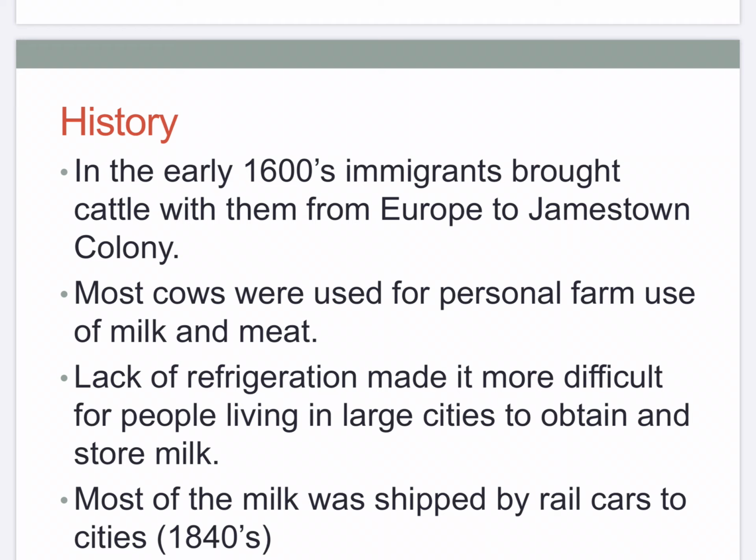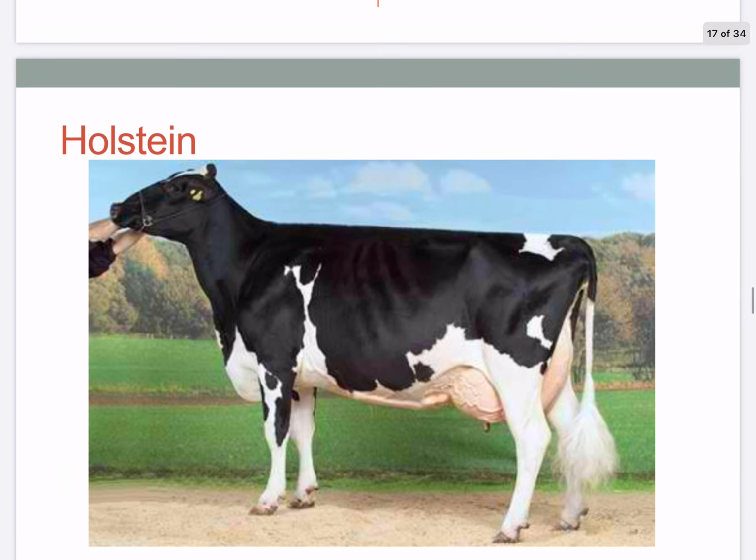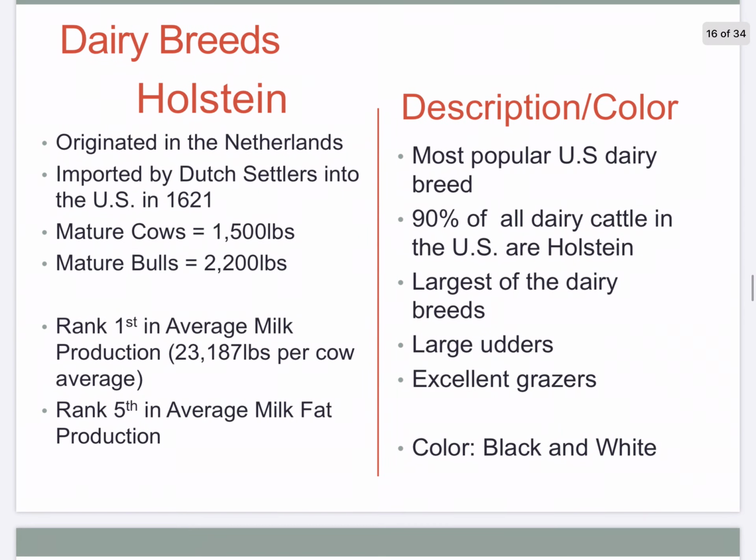Underneath that is dairy cattle breeds. They have the Ayrshire, Holstein, Jersey, Guernsey, Brown Swiss. It says put the following dairy breeds in ranking order based on total milk production. So you'll go back, look at your cows, look at ranking based on production. For instance, the Holstein is ranked first in average milk, so you would put Holstein first, okay?